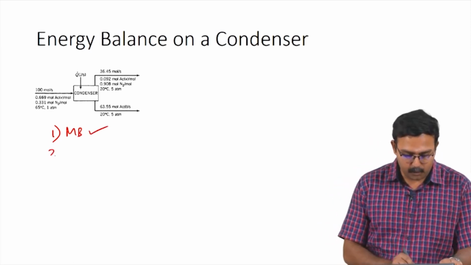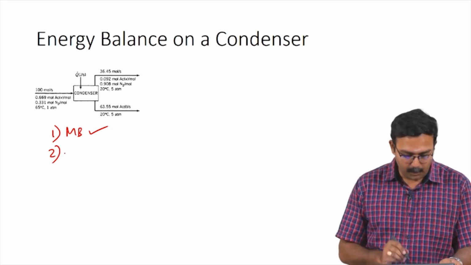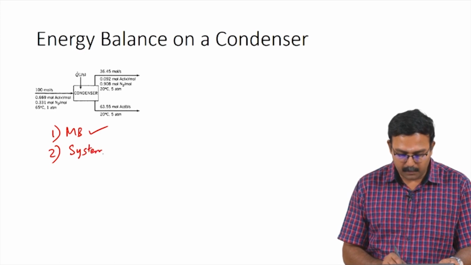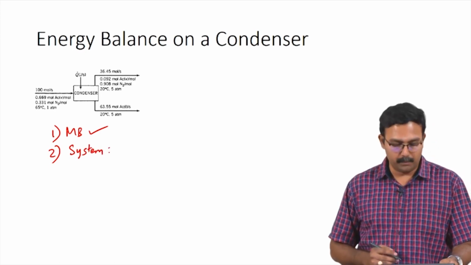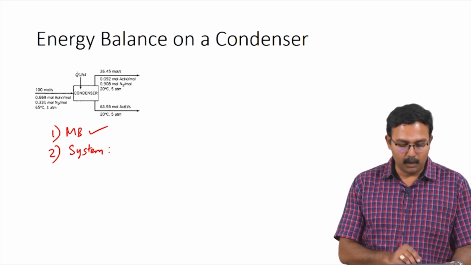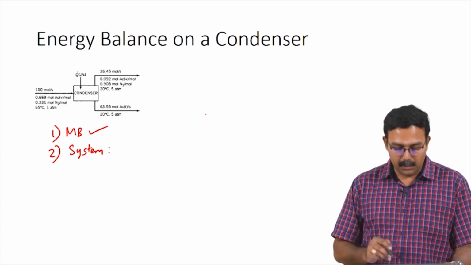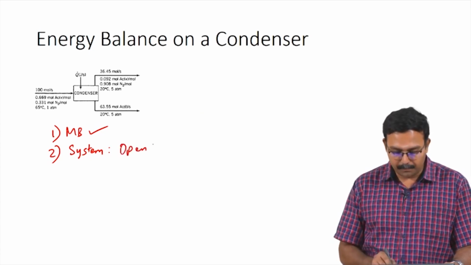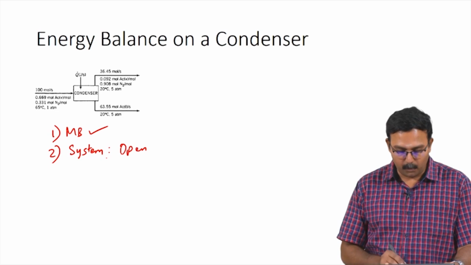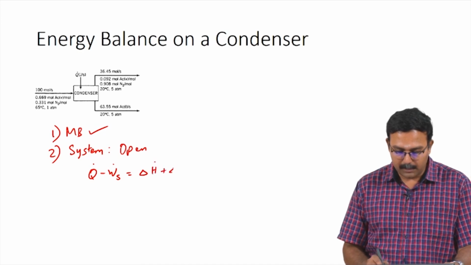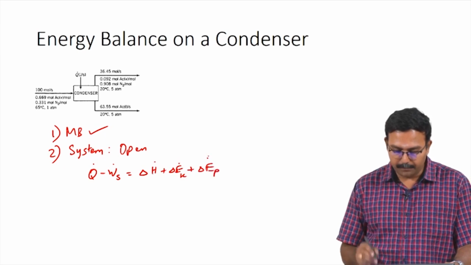The next step is to identify what type of a system it is. So, what is this system? Is this an open system or a closed system? We see that there is a molar flow rate which is coming in and molar flow rates for the streams leaving, which means it is an open system. So, the appropriate equation for an open system would be Q dot minus Ws dot equals delta H dot plus delta Ek dot plus delta Ep dot.